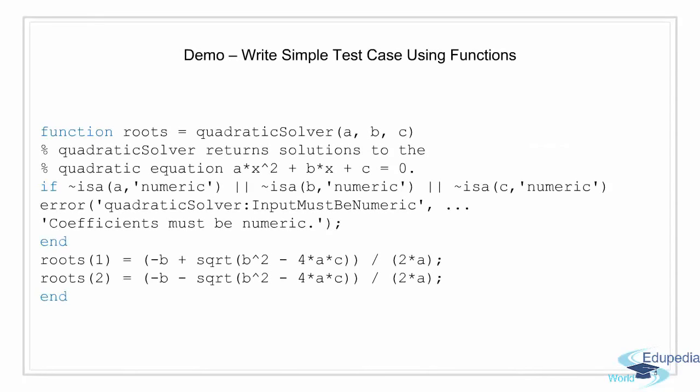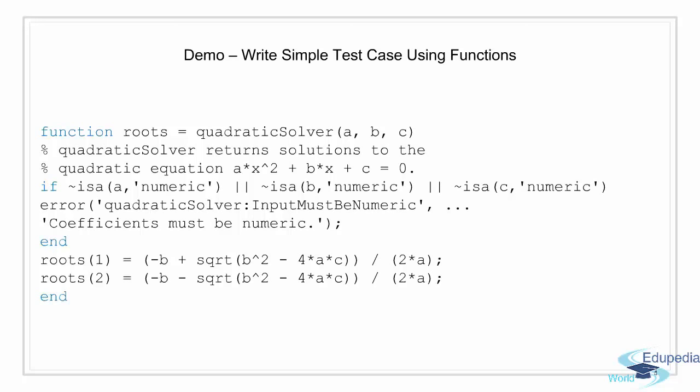Before moving to the demo, let me explain to you part by part the code that is involved. First is the function that I am going to test. Here I have a quadratic solver function that takes three coefficient inputs a, b and c for the equation ax square plus bx plus c equal to 0.